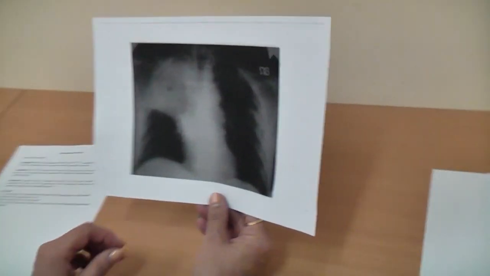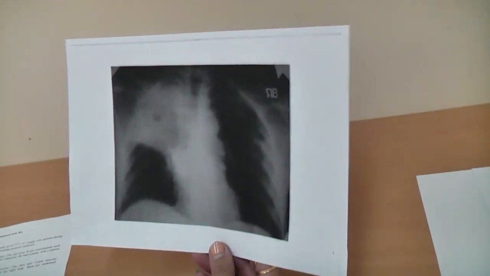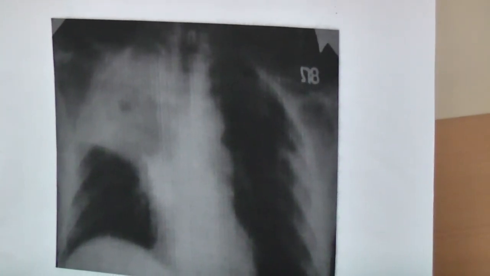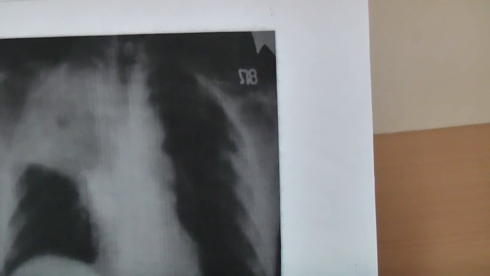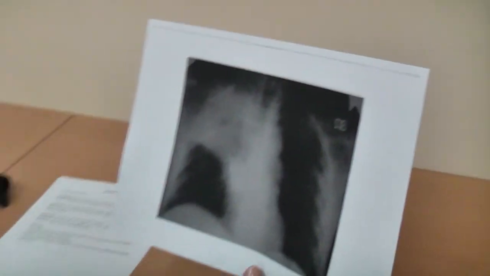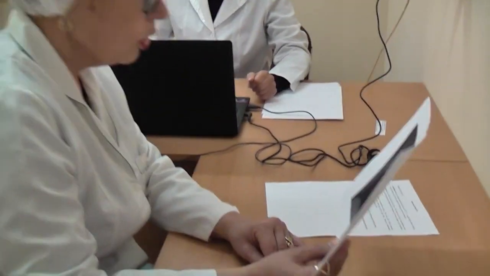Second question. Describe the changes on the X-ray. On the X-ray, we can see in the upper part of the right lung a non-homogeneous shadow with a cavity in the center. What is the clinical form of tuberculosis? On this X-ray, we can see infiltrative tuberculosis of the upper part of the right lung.